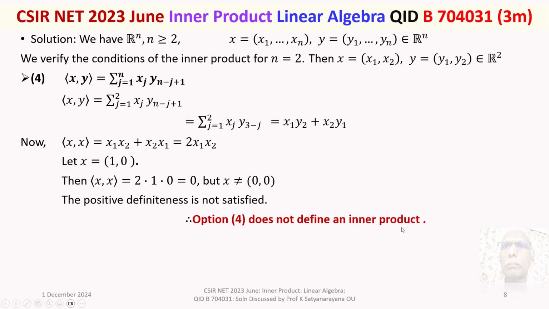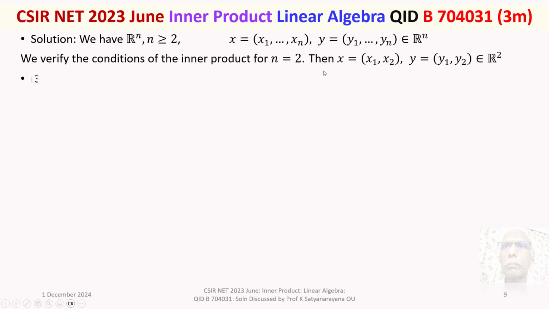So what is left? The left out is option 3. So obviously that should be true. Your answer is option 3. Anyway, I will show you how this option 3 is true.